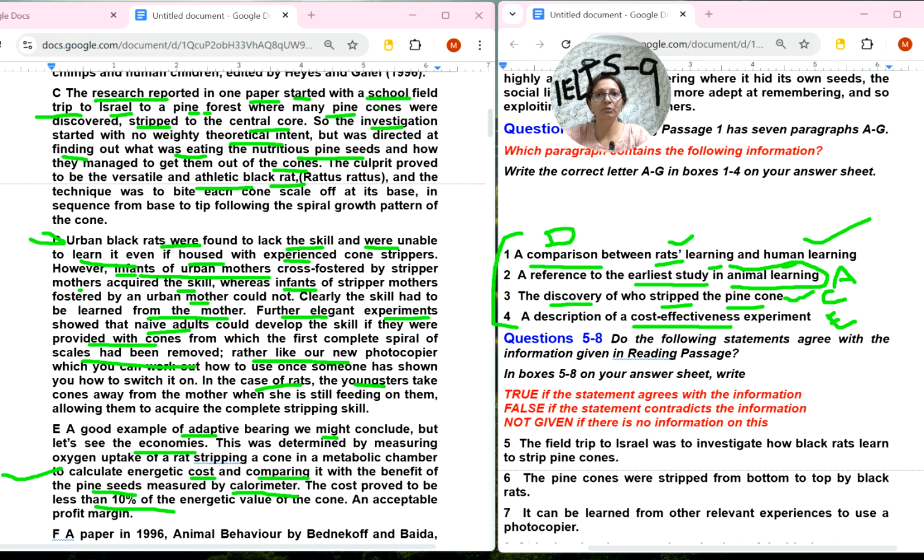So the next question we will do in the next video. Okay, we can do it in this video. Sorry. So let's do true false not given. First we have done which paragraph contains the following information. Now true false not given. It's too important to understand how to solve true false not given. So how can we do it? I will keep telling you.